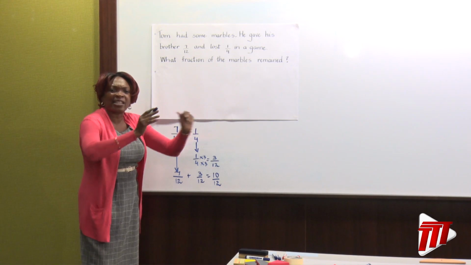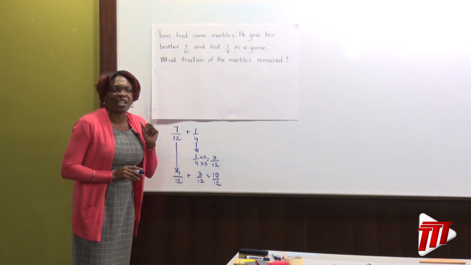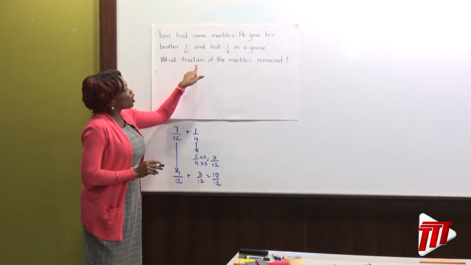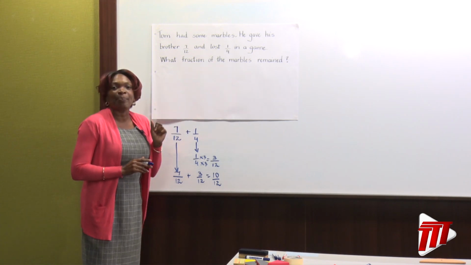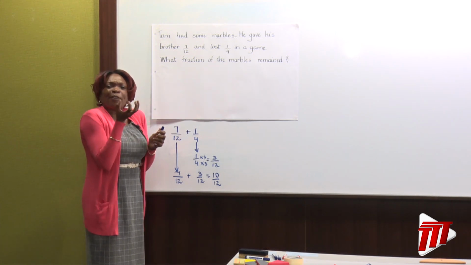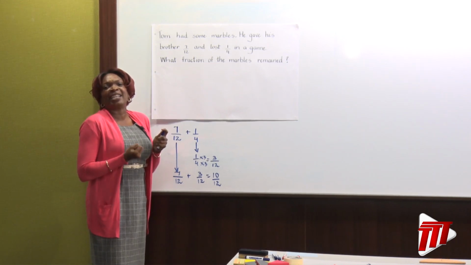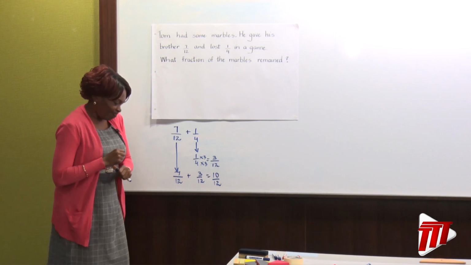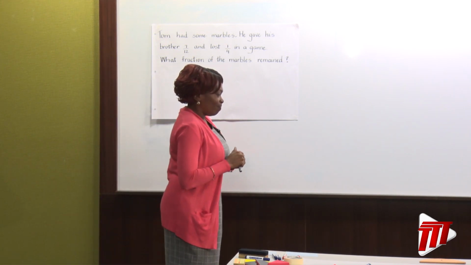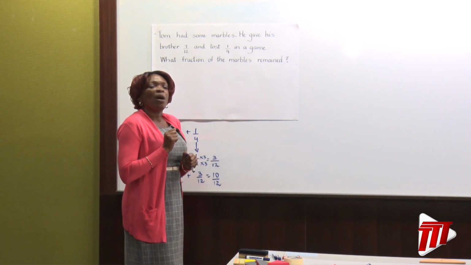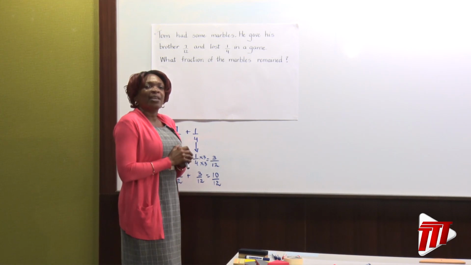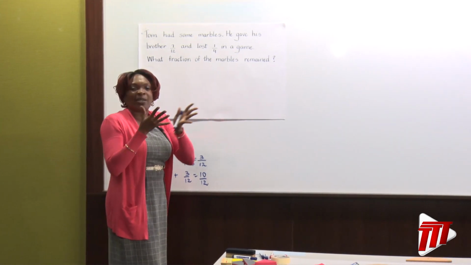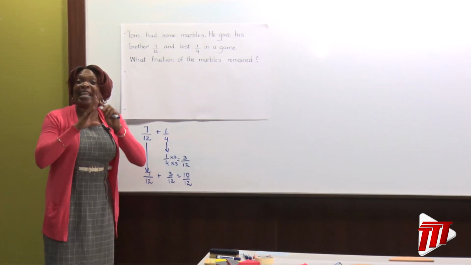He gave that away. But look at the question. What fraction of the marbles remained? In other words, what fraction he still had in his hand? What are we to do? Can you remember what 1/2 represents? It represents the total. So now we have to bring in the 1/2.